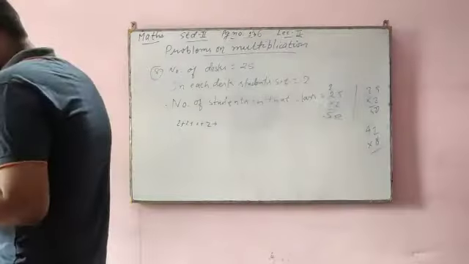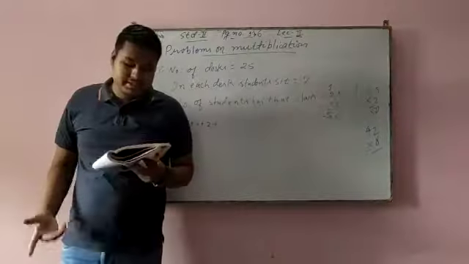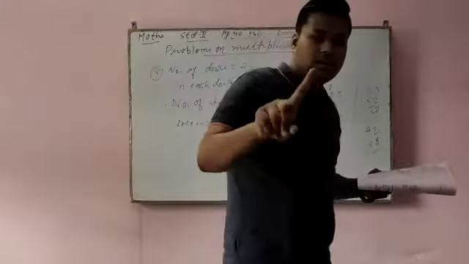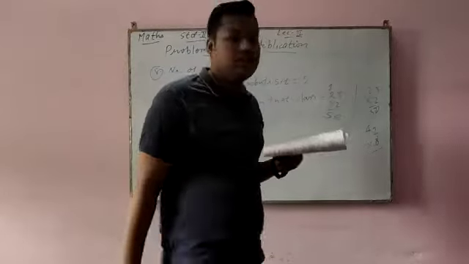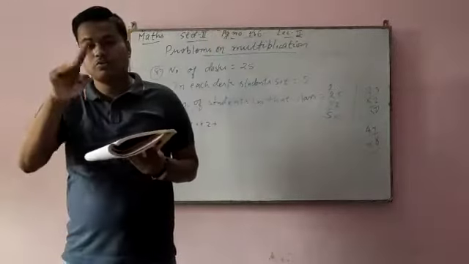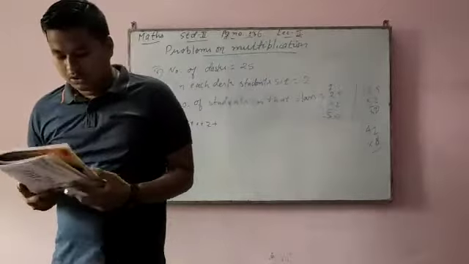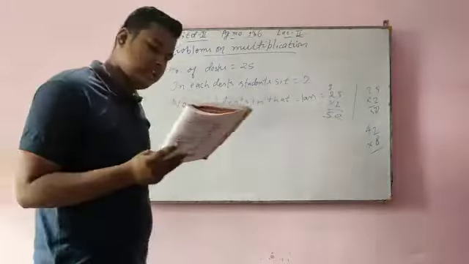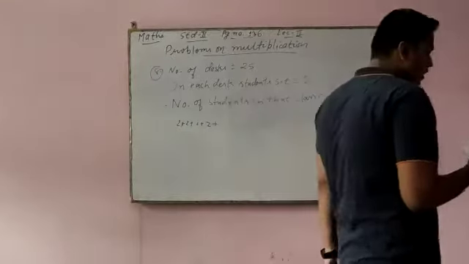Question 11: If a shopkeeper sells 48 eggs every day, how many eggs does he sell in 4 days? Very easy. In one day, 48 eggs. So how many eggs will he sell in 4 days? So 48 into 4. Question 12: If there are 35 students in each row, find the number of students in 6 such rows.